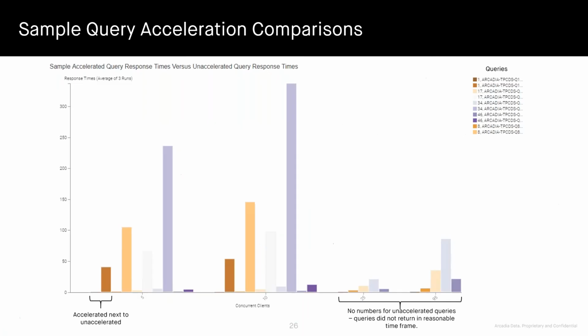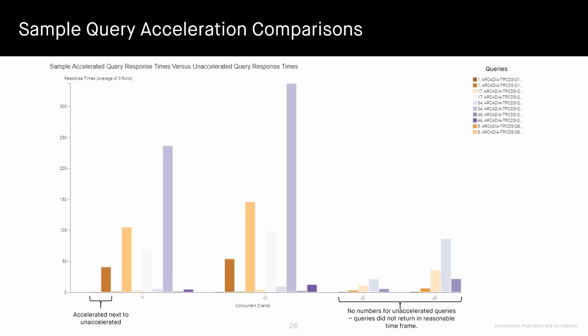And to give an example of what it means to boost a query in terms of performance, in this chart, we recently ran a benchmark that included a bunch of queries, about 38 of them, and this is a report that we'll be publishing soon, but here's just a sampling of the queries and their response time. If you look in the lower left, you'll see that the label says accelerated next to unaccelerated. And if you look very carefully, there's a bar that's very thin, just a sliver compared to the brown bar.